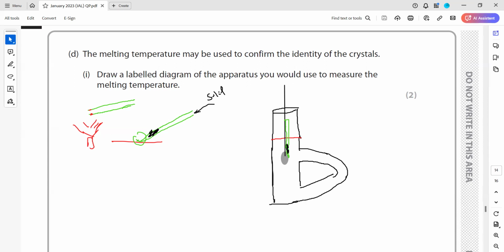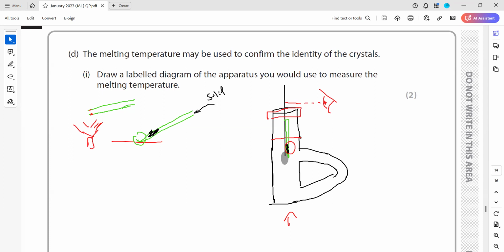So whenever you draw the labelled diagram, show the capillary tube with the sample. This is the stopper, just to make sure that the liquid will not boil off. And the thermometer is also placed. Now, when we supply the heat energy, the moment we observe that the solid starts to melt, we read the thermometer, record the reading on the thermometer, and that will be the melting point. That's how it is done.